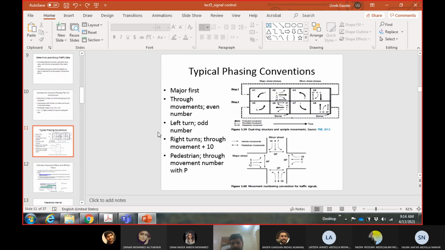And then there are some notations given. Odd numbers for left turning, even numbers for through, and the right turning has the through plus 10, and pedestrian movements are shown with letter P, and they have the same number as the through movement, and the major movement is coded first and then the minor movements and so on.